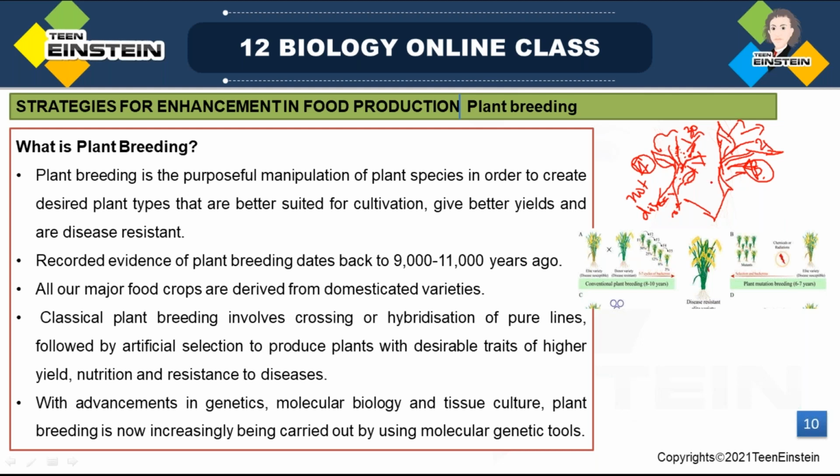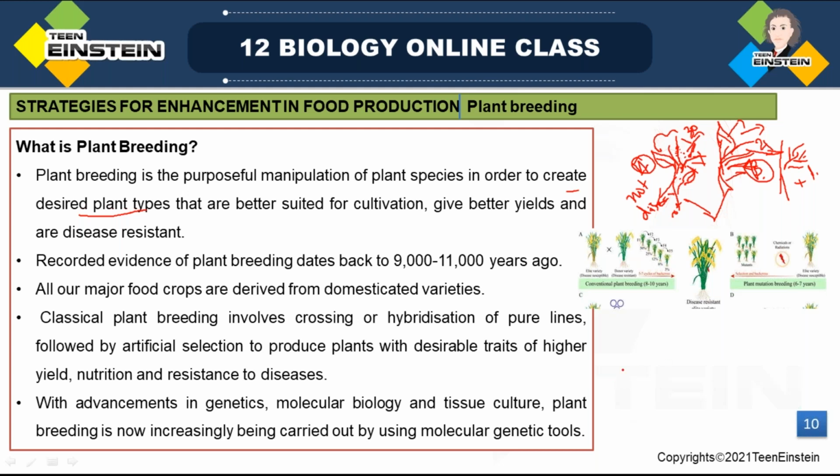So plant breeding is a purposeful manipulation. From the normal character, we are manipulating and making a new type of that plant. It is manipulation of plant species in order to create a desired plant type. So we need more number of peas with disease resistance, a plant with more number of peas plus disease resistance. For that, we are creating a new plant by joining different traits. Okay.